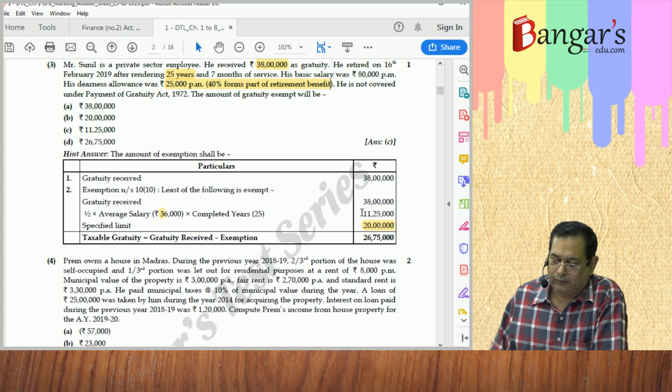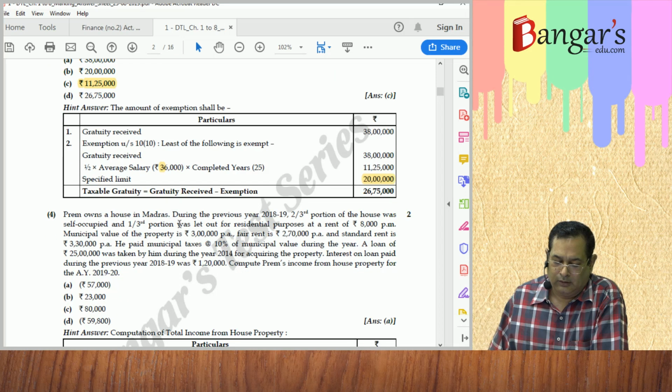That is 11 lakh 25,000 rupees, or the amount which has been notified by the government, that is 20 lakh rupees. Whichever is less will be exempt. Hence taxable gratuity they are asking for. So gratuity exempt will be 11 lakh 25,000 rupees in such a case.